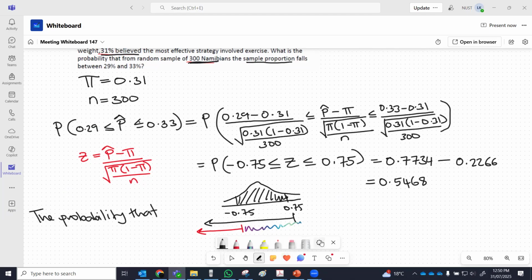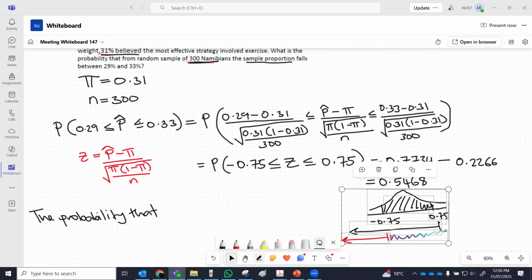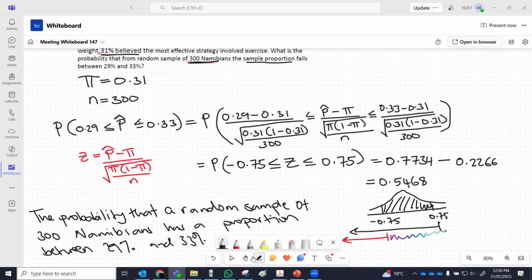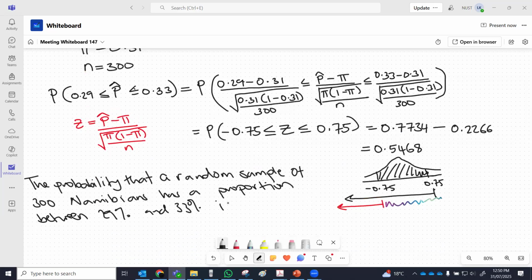that this one here, a random sample of 300 Namibians, has a proportion between 29% and 33% is 0.5468.